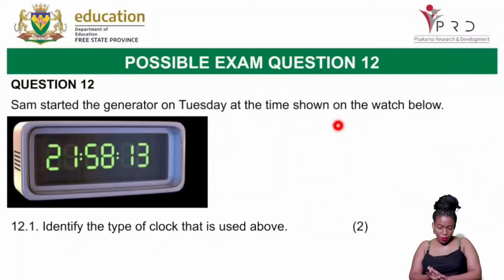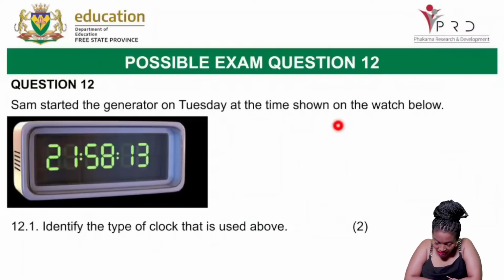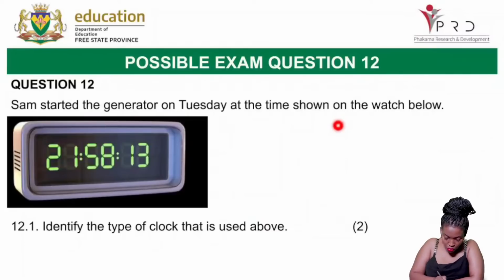The next one, we've done a lot of questions on time. So this is just a recap to remind you. Sam started the generator on Tuesday at the time that is shown on the watch below. So this is the time that is shown. Identify the type of clock that is used.